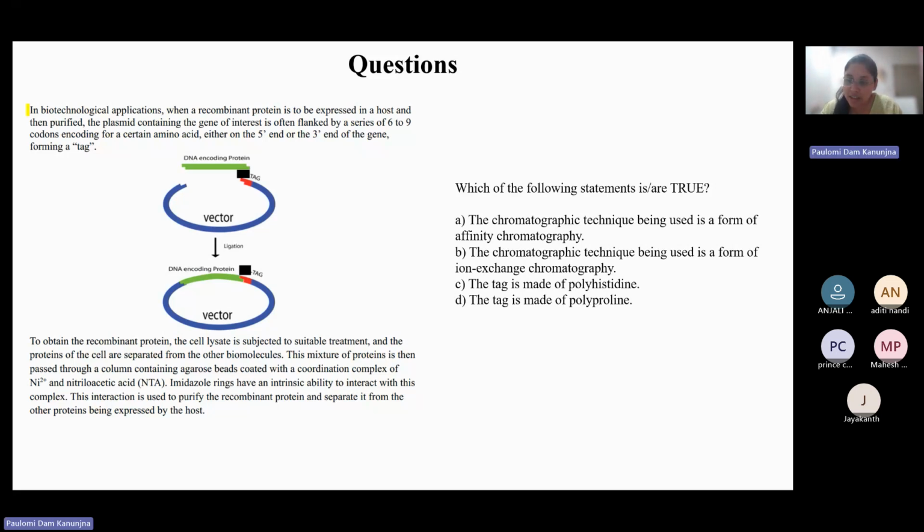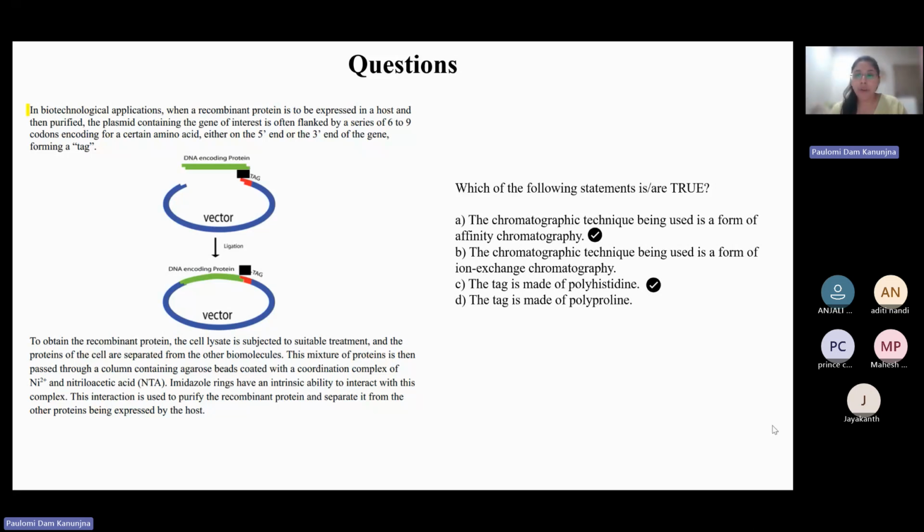Aditi, was that clear? If it was clear, go ahead. Okay. Chat box is open for any kind of doubt here. Okay. Someone wrote ion exchange, I believe.